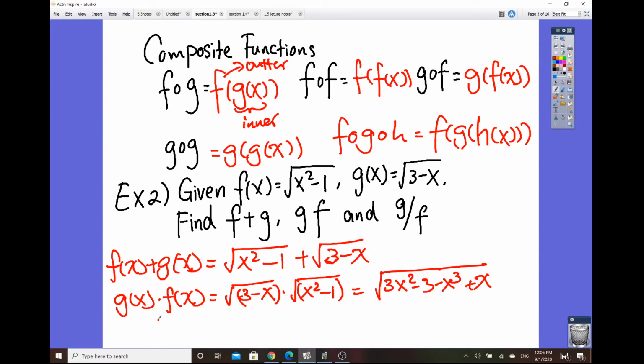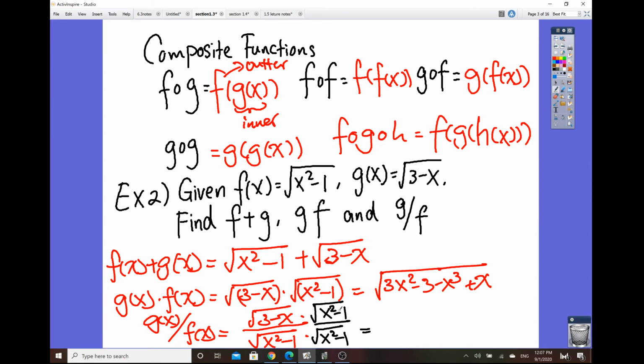And then for the quotient, we do have g of x divided by f of x. The slash means the division. So g of x, we do have square root of 3 minus x, and then for f of x, we do have square root of x squared minus 1. And for those you might be wondering what we need to do here, so back to pre-calc. Anytime you see the radical down here, that means we need to rationalize it. So we need to multiply the top and the bottom by the same denominator, square root of x squared minus 1 over square root of x squared minus 1, because we are not allowed to leave the radical in the denominator.